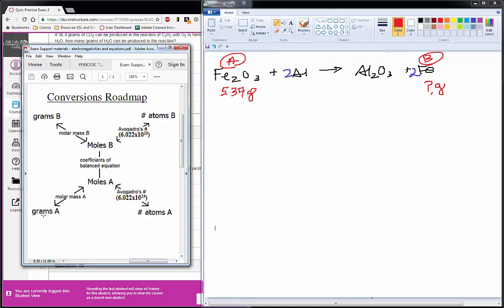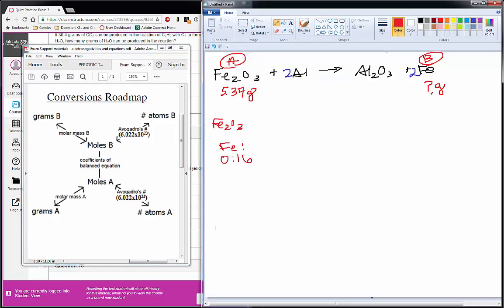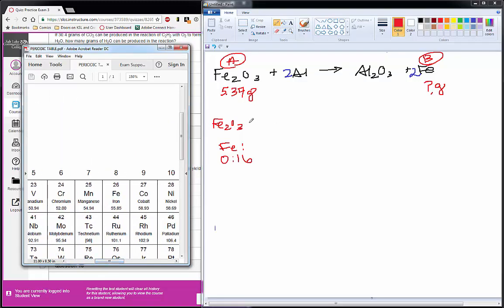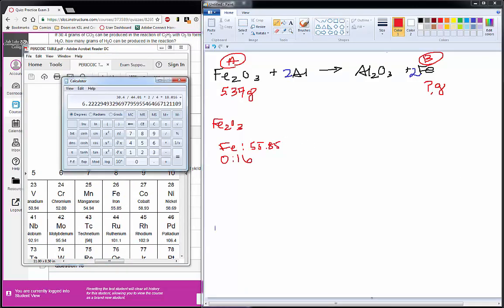So it says I should start with the molar mass of A. Okay, I can do that. Molar mass of Fe2O3. I know the oxygen is 16. Fe, look that up, I think it's 55. Let's see, where are you? There you are, 55.85. Okay, so 55.85 times 2 plus 16 times 3 gives me a total molar mass of 159.7 grams per mole.